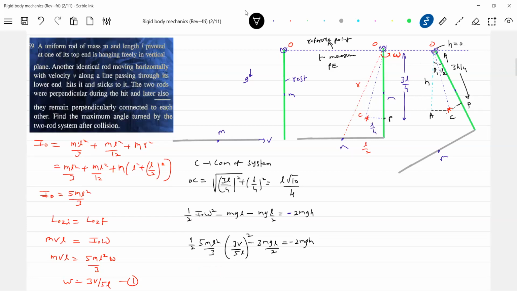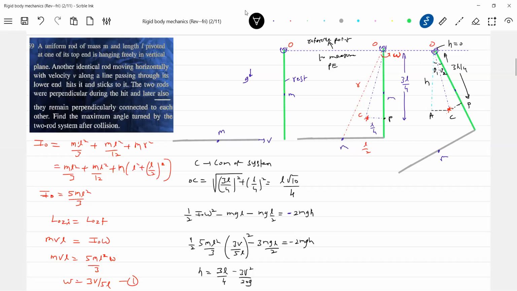Let me simplify. Okay, here 3 will be there. 3L by 4 minus 3V square by 20G. 3L by 4, correct, no? Yes. This is the value of H.